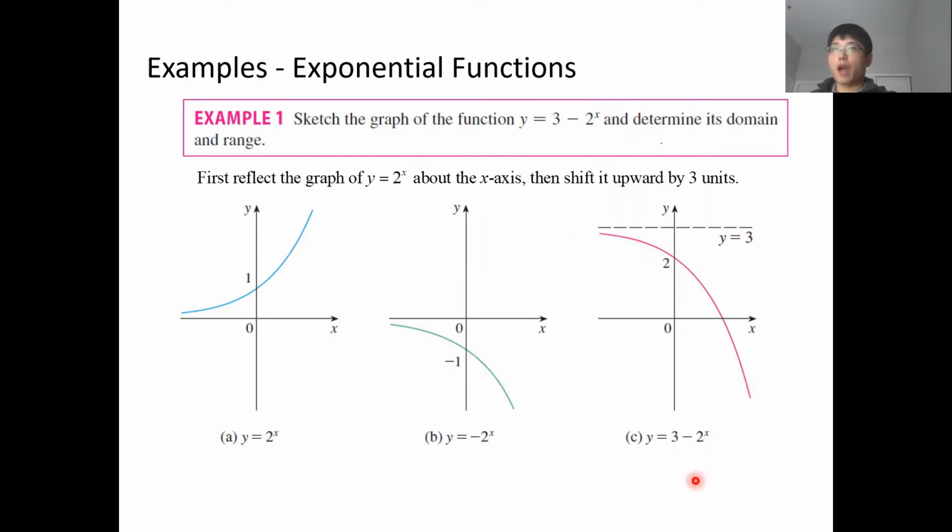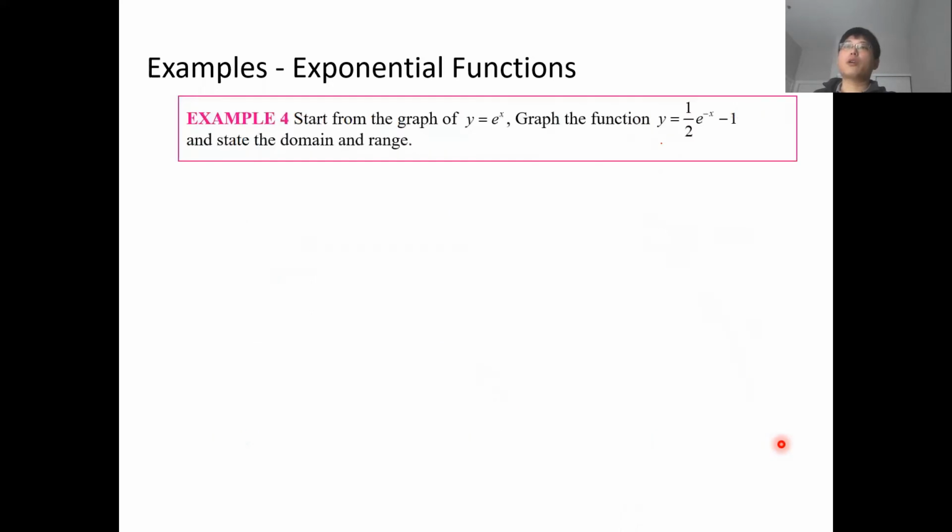From this graph, it's pretty clear that the domain is simply everywhere, and the range will be negative infinity to 3. So y equals 3 is the upper bound for the function values over here. All right, so this is the example for the exponential function. Let's look at another such example. Starting from the graph of y equals e to the x, we wish to graph the function y equals 1/2 times e to the minus x, minus 1. And also we need to state the domain and the range.